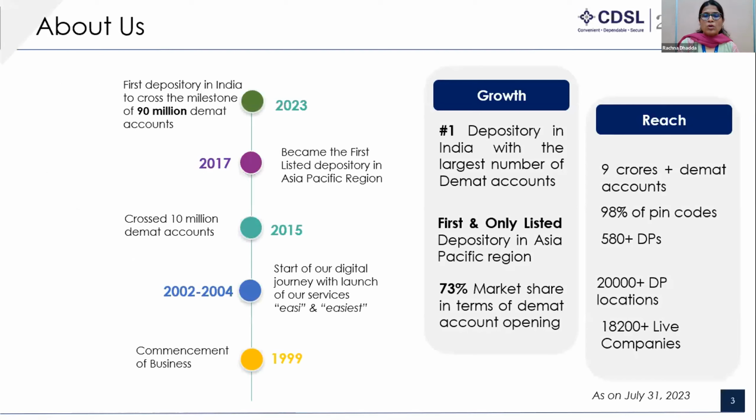So I will just talk about the stats of CDSL, just to give you perspective. Number one depository in India with the largest number of DMAT accounts, first and only listed depository in Asia Pacific region, 73% market share in terms of DMAT account opening. In terms of reach, CDSL has reached more than 9 crore DMAT accounts, covering 98% PIN codes and more than 500 DPs, including 20,000 plus DP locations. We also have more than 18,000 live companies onboarded with CDSL.